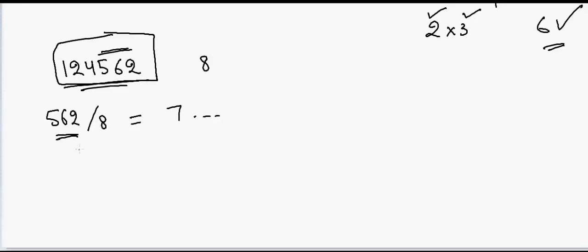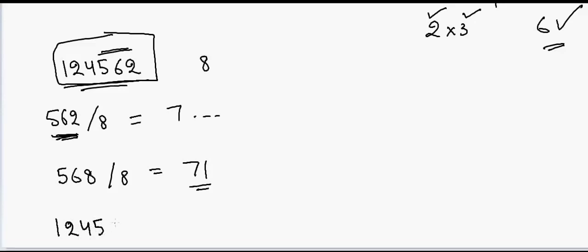How can I make it divisible by 8? By making these 3 digits divisible by 8. So if I have 568, that can be divided by 8, and we'll get 71. So therefore if I change this number to 124568, then this number would be divisible by 8. So then in that case it will work.